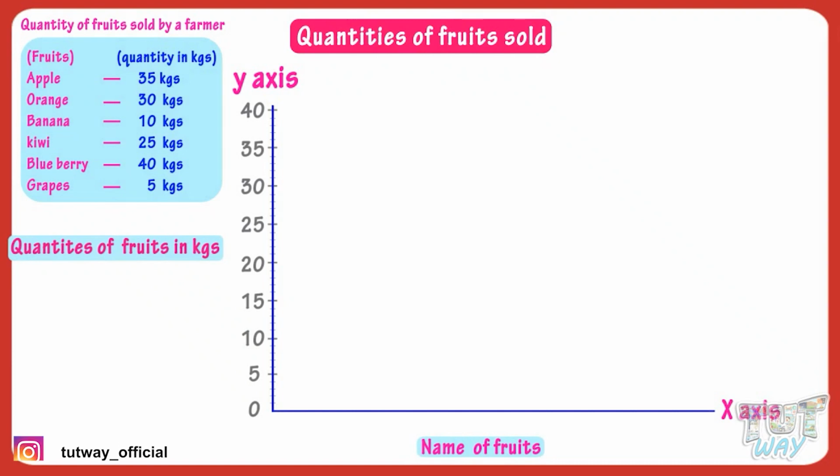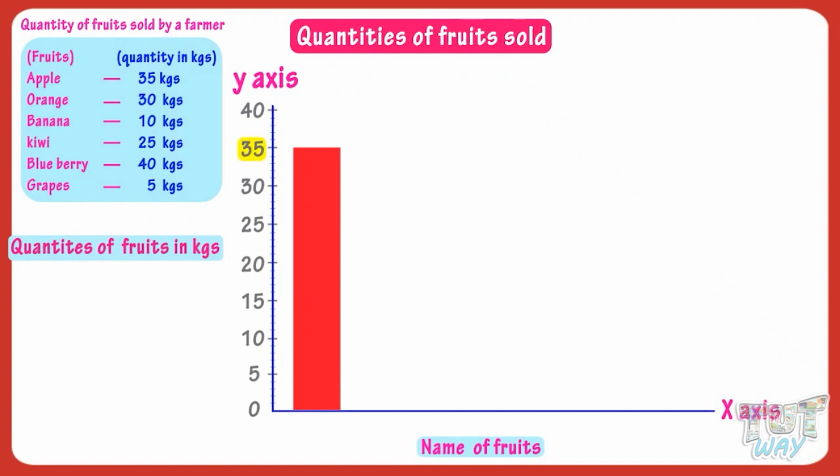Like it's given that 35 kgs of apples were sold. So make a rectangular bar up to the mark of 35 and label it with apples. Now next fruit is orange. Quantity of oranges sold is 30 kgs. So make a rectangular bar up to the mark of 30 and label it with oranges.